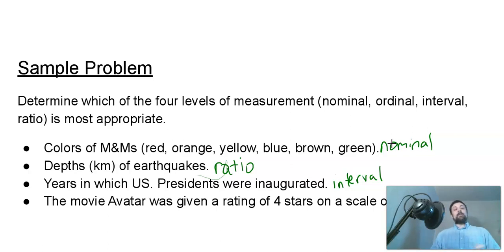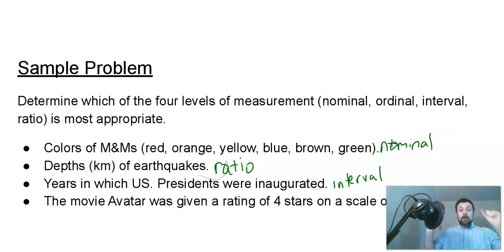The movie Avatar was given a rating of 4 stars on a scale of 5 stars. So this one, there is an order to it. So it's not nominal, right? Because a 4-star movie is worse than a 5-star movie, right? A 3-star movie is worse than a 4-star movie. So it makes sense to order the ratings on a scale, right? 0 being the worst kind of movies and 5 being the best kind of movies, right? So there's an order to these ratings. So it's not nominal. There's a logical order to it.